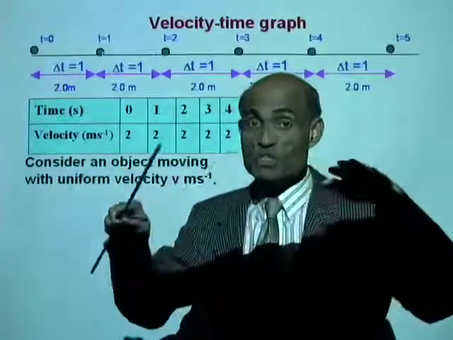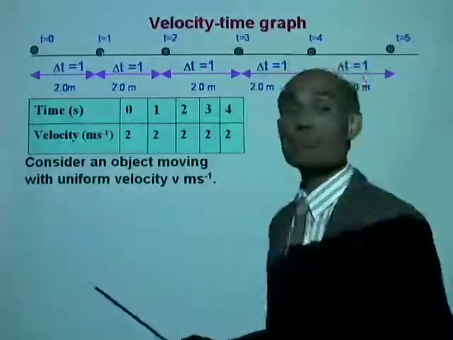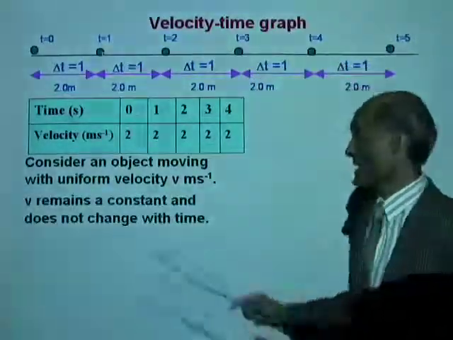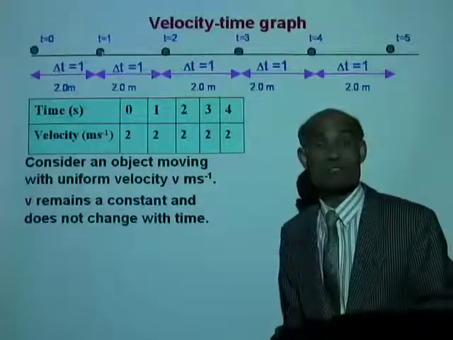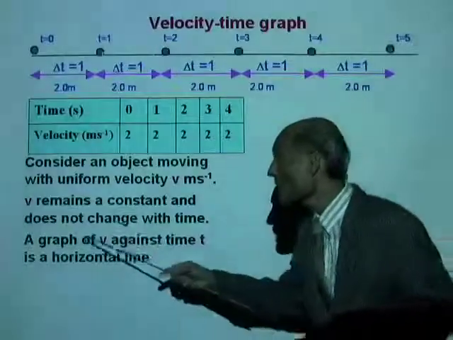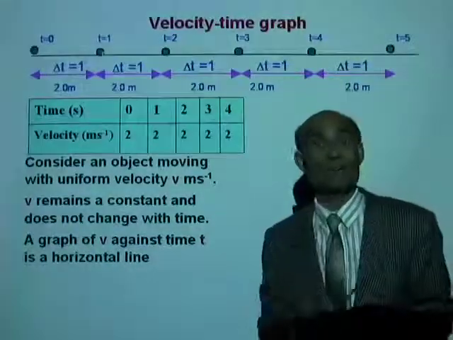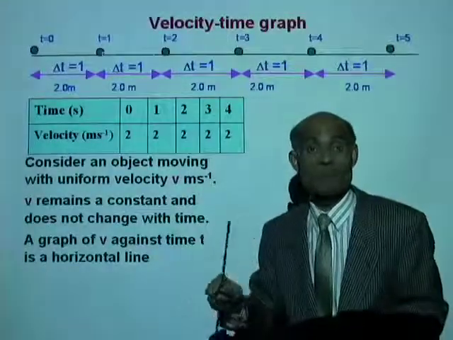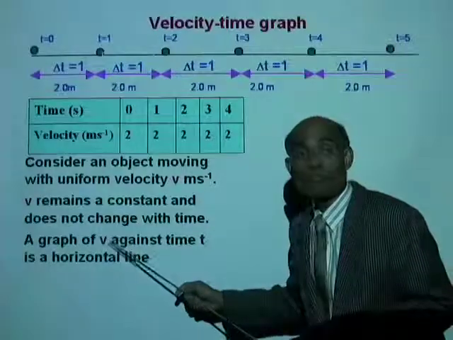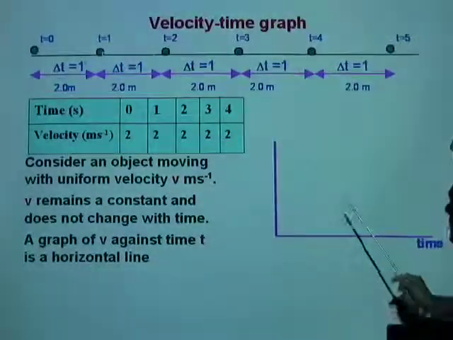That velocity does not change. As time increases, the velocity remains constant. Now, v remains a constant and does not change with time. How will a graph of v against t look? Since the velocity does not change with time, a graph of velocity against time will be a horizontal line.